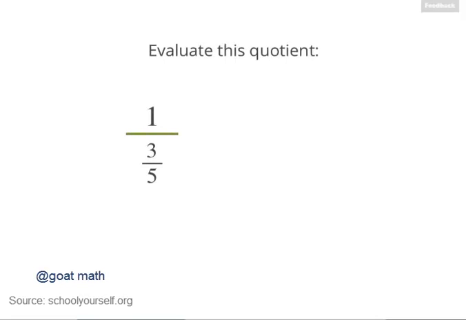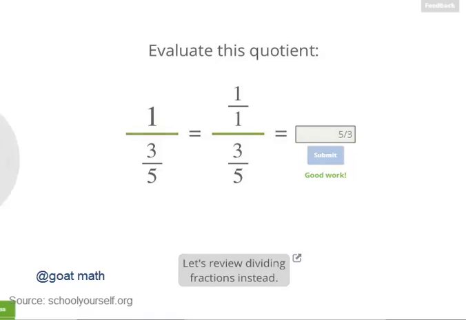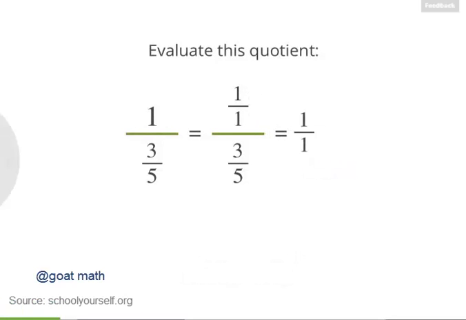To get started, go ahead and evaluate this quotient, 1 divided by 3/5. You can also think of 1 as 1 over 1, so this is 1 over 1 divided by 3 over 5. And if you're not sure how to divide these fractions, click down here to review. Right, to divide fractions, you can take the first fraction, 1 over 1, and then flip the second fraction and multiply. So this quotient equals 1 over 1 times 5 over 3, which is just 5/3.